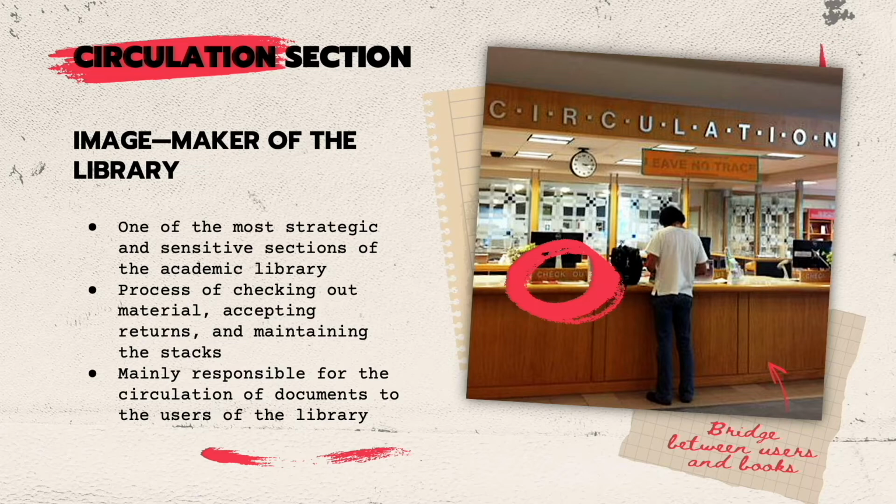This section performs the following tasks: membership registration, issue or return, reserve or renewal, issue no dues certificate, overdue fine collection, and lastly, alert services, such as overdue, collect notice, etc.